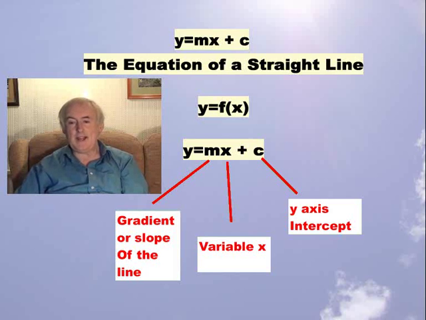Okay, easy as that. Now let's look at m. M is the gradient of the line. This can be positive or negative and is dead easy to work out, as we shall see later. Often it's helpful to plot a graph of the line, bearing in mind you only need two sets of coordinates to draw a straight line. Okay, that's quite important.